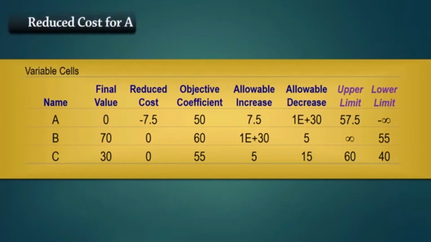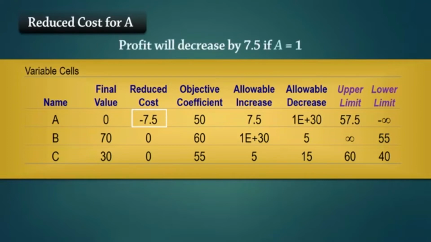Now let's discuss the reduced cost for A. The reduced cost of negative 7.5 here represents the amount by which profit will be reduced if we include a unit of A in the solution. In essence, product A is not attracting enough profit to warrant its inclusion in the product mix. To include product A, or to make it positive, its profit contribution needs to improve by at least 7.5. But at its current value of 50, making A positive in the optimal solution will bring a reduction of 7.5 to profit per unit.